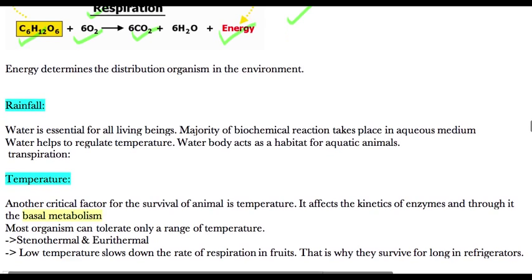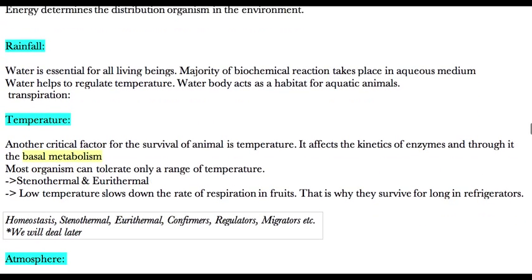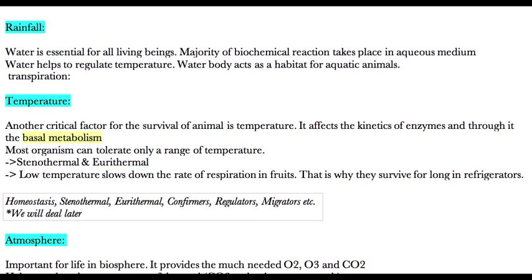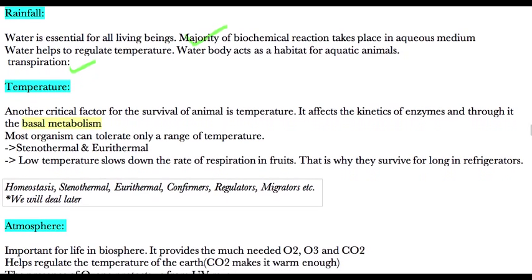So rainfall. Water is essential for all living beings. The majority of biochemical reactions take place in an aqueous medium. Water helps to regulate temperature, and water bodies act as a habitat for aquatic animals as well. It also helps through transpiration. A lot of minerals and water are transported throughout the tree or any plant, so it is crucial for that transportation also.